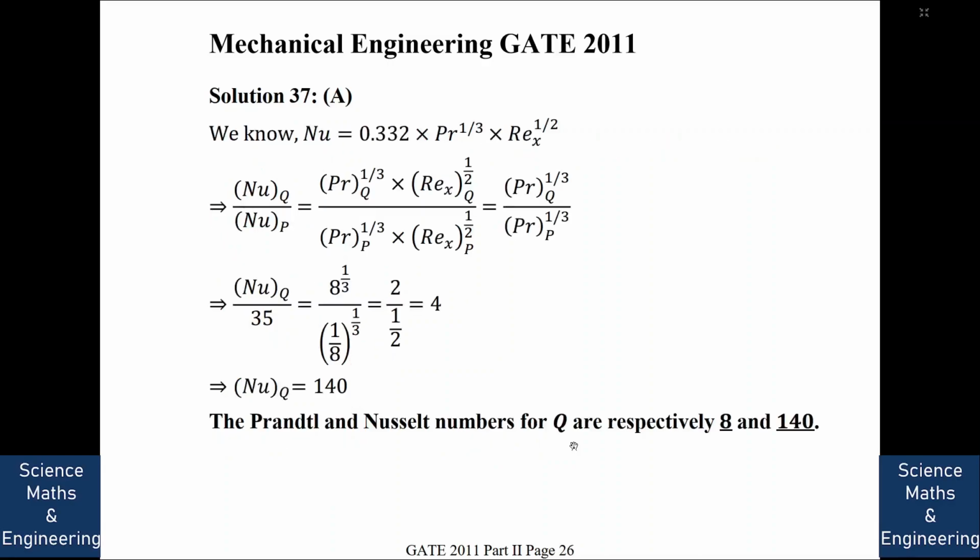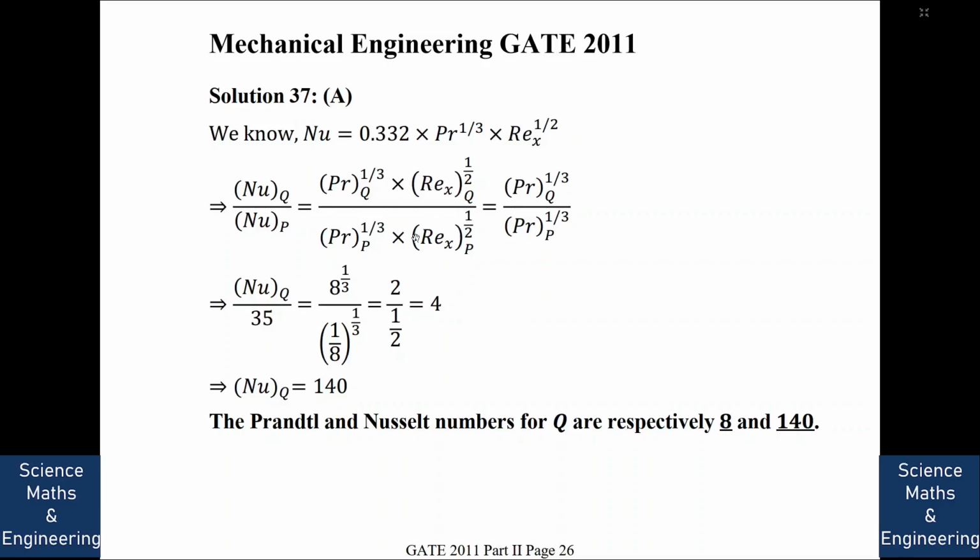Okay. Next, we know the Nusselt number is equal to 0.332 into Prandtl number to the power 1/3 into Reynolds number to the power half. So Nusselt number Q divided by Nusselt number P is equal to Prandtl number Q to the power 1/3 into local Reynolds number Rex of Q to the power half, divided by Prandtl number P to the power 1/3 into Reynolds number Rex of P to the power half.